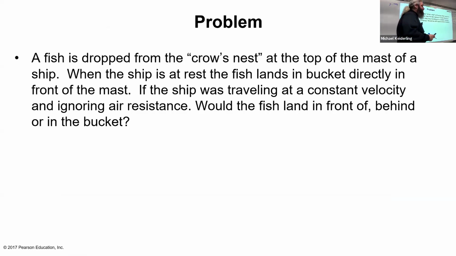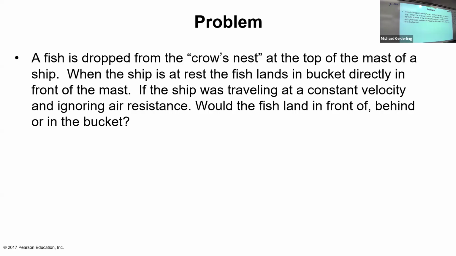So here, we have a fish dropped from a crow's nest at the top of the mast of a ship. When the ship is at rest, the fish lands in a bucket directly in front of the mast. If the ship was traveling at a constant velocity and ignoring air resistance, would the fish land in front of, behind, or in the bucket?